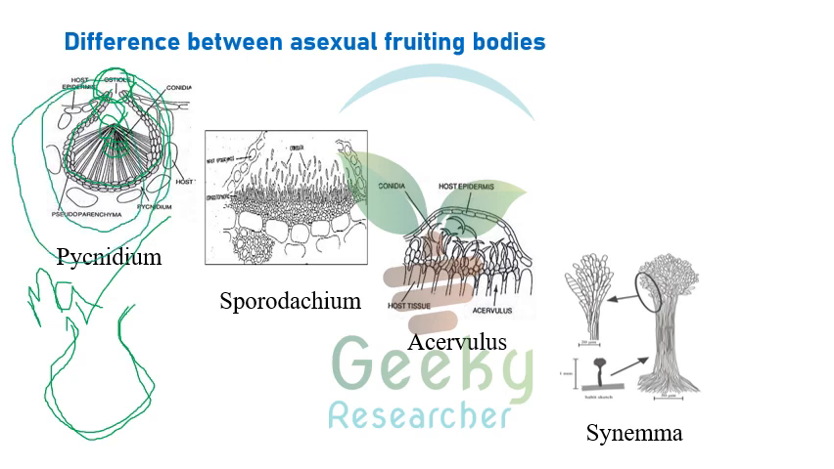Actually developed from the pycnidium. So the next one is Sporodochium. It actually looks like a cushion shape, right? It looks cushion shaped.